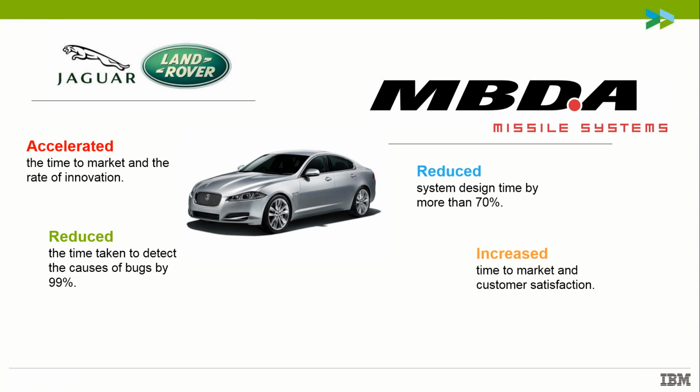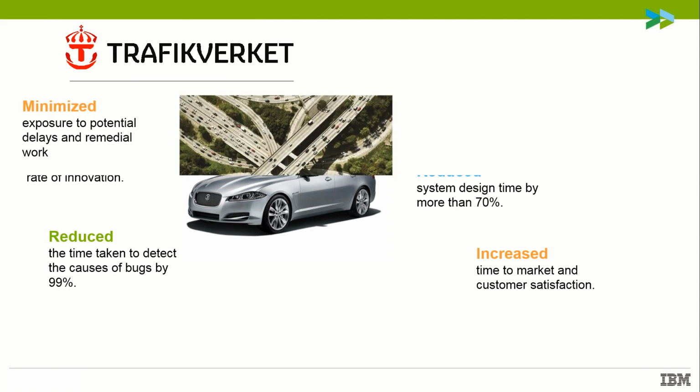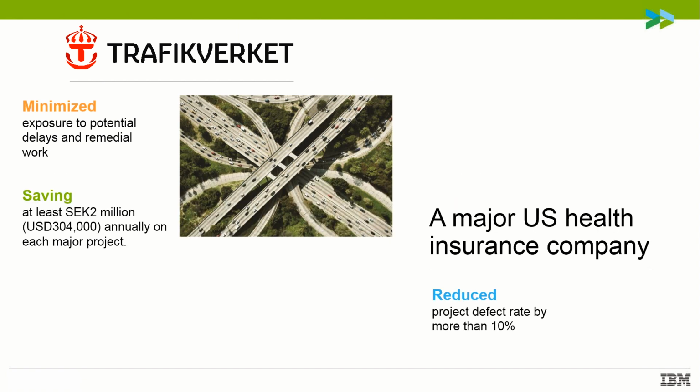MBDA, another big customer within the UK, had their system design time cut by more than 70%, and ultimately this is going to allow them to reduce their time to market and make sure they're delivering the right end result for their customers. Outside of the engineering space, and indeed outside of the UK, the Swedish Traffic Control Authority was one of the largest deployments of DOORS Next Generation. Through the use of DOORS Next Generation for handling things like capital projects, the headline there is that they were able to save around $300,000 for each major project that they implemented.